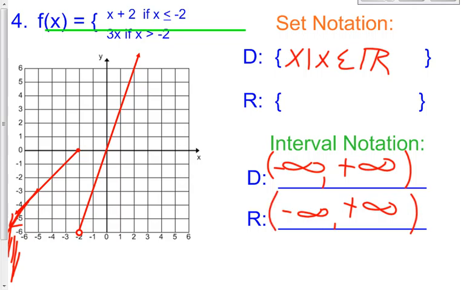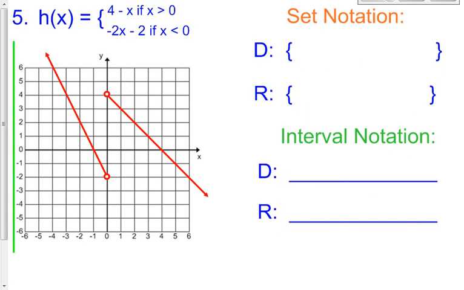Remember, with our infinities, we always have parentheses. So our set notation is basically the same, except now it's y's. Y such that y is from negative infinity to positive infinity, which means it belongs to all real numbers. There we have it for number 4.